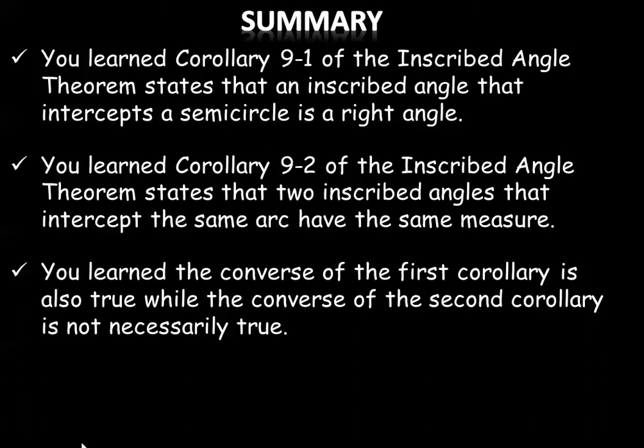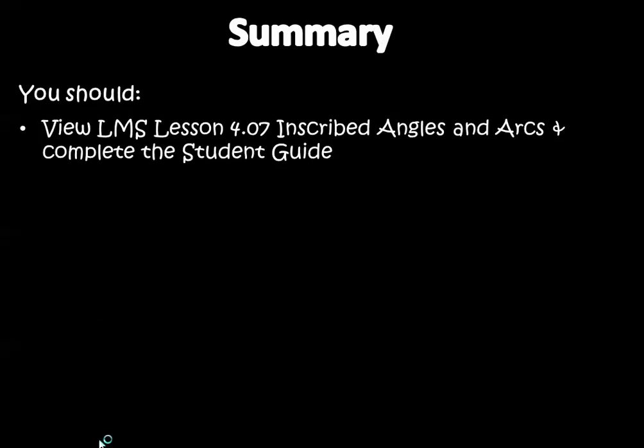What you learned in this lesson is that Corollary 9.1 of the inscribed angle theorem states that an inscribed angle that intercepts a semicircle is a right angle. You learned also that Corollary 9.2 of the inscribed angle theorem says that two inscribed angles that are intercepting the same arc have the same measure. And we learned that the converse of that first corollary is also true, while the converse of the second corollary isn't necessarily true, because you can have two separate inscribed angles that are congruent that don't necessarily intercept the same arc.